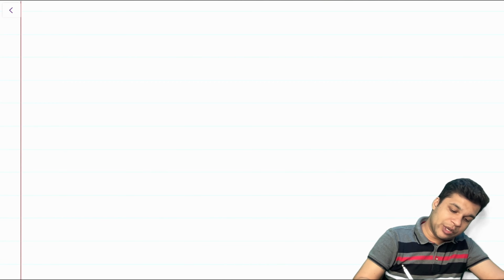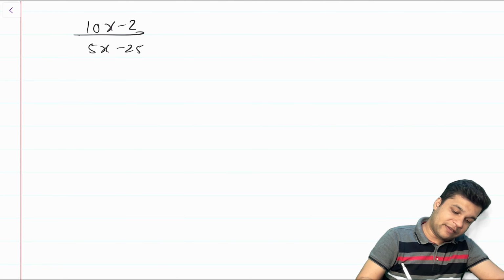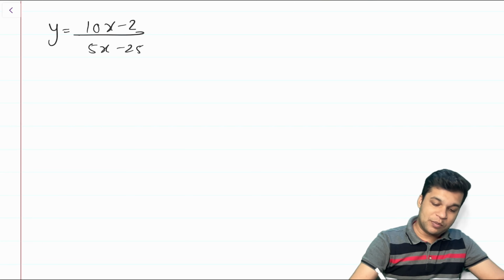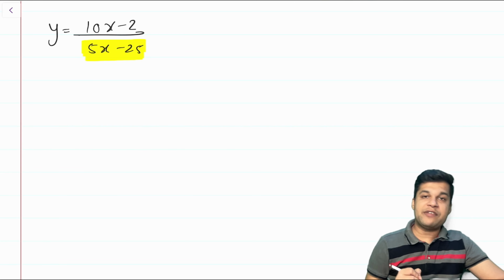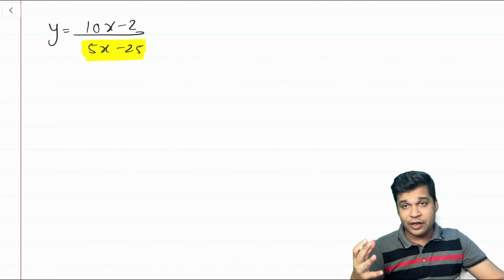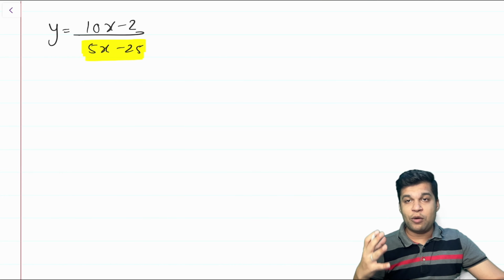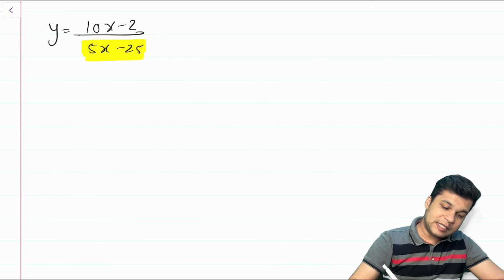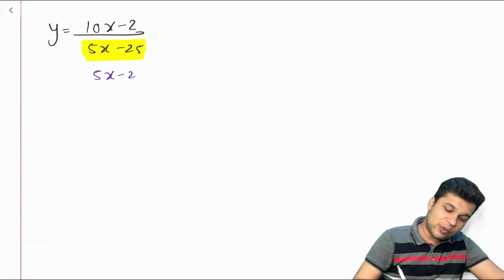Let's say we have an equation: y equal to 10x minus 2 divided by 5x minus 25. So this is a rational function. Now if you observe, 5x minus 25 can never be equal to 0. The denominator can never be equal to 0. Why can't a denominator be 0? Because if the denominator is 0, the whole function will not be defined, right? Anything divided by 0 is not defined. So this means that 5x minus 25 is not equal to 0.